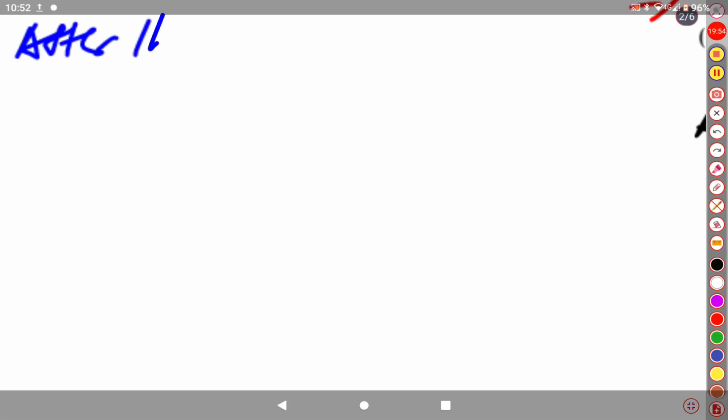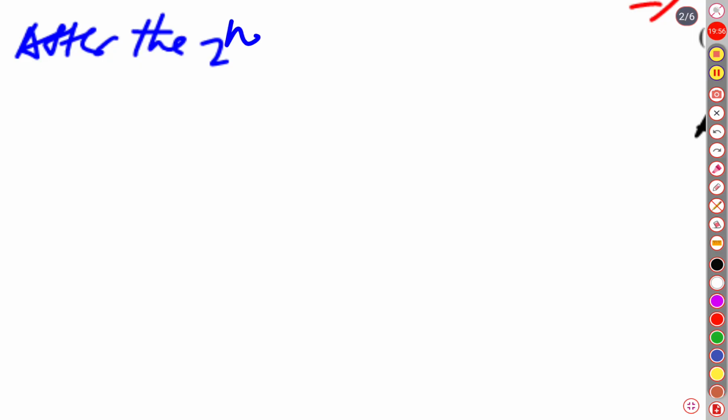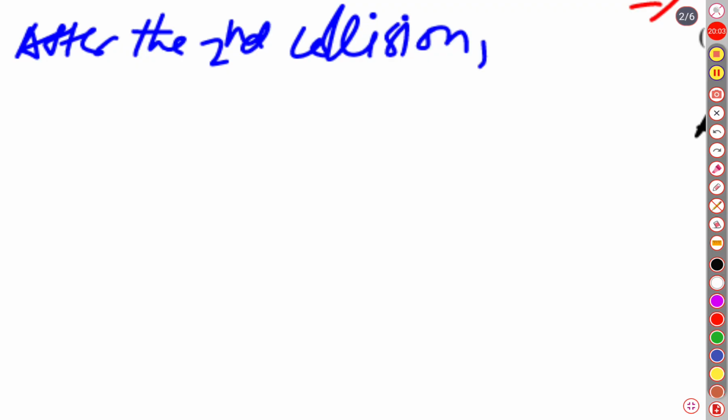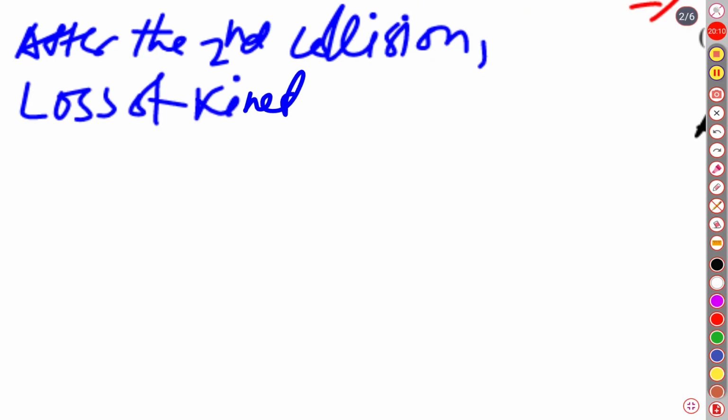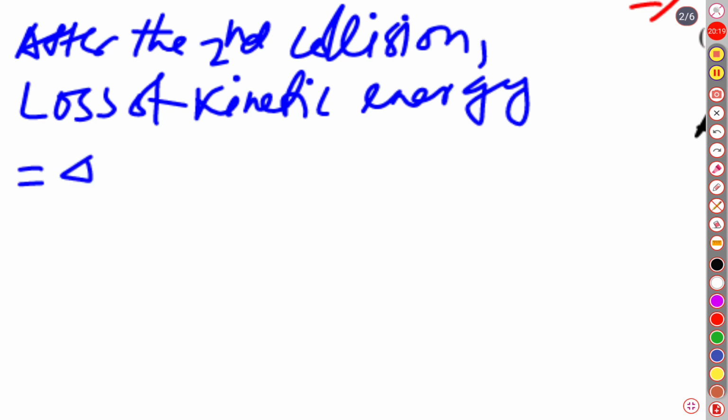After the second collision, we will apply the same concept. Okay, the loss of kinetic energy equals what? The change in kinetic energy after the second collision.